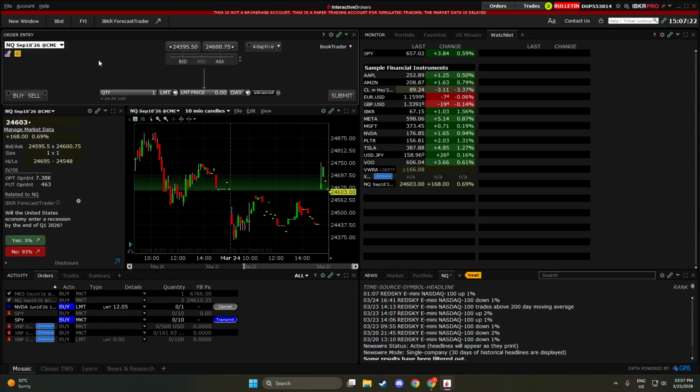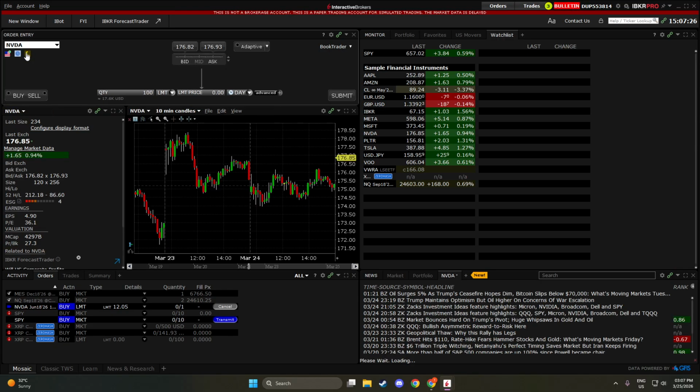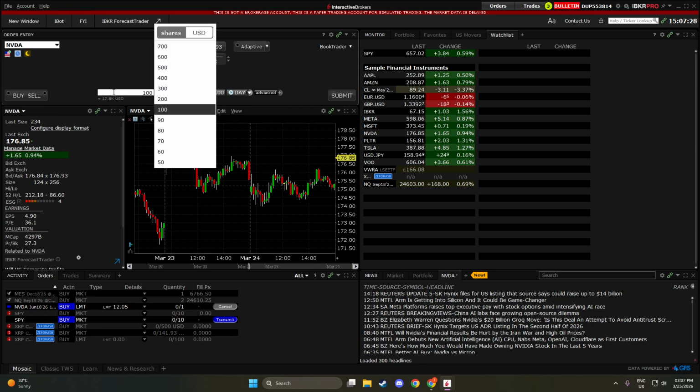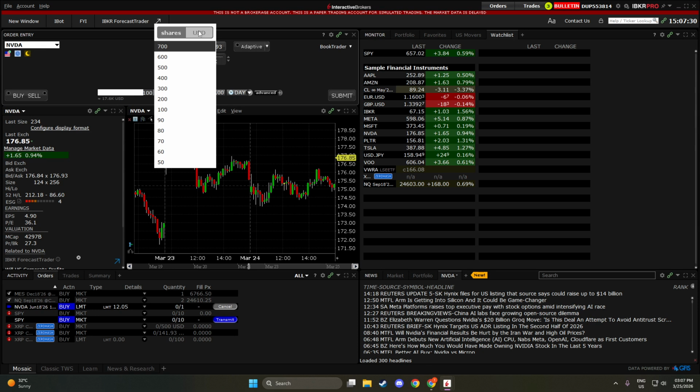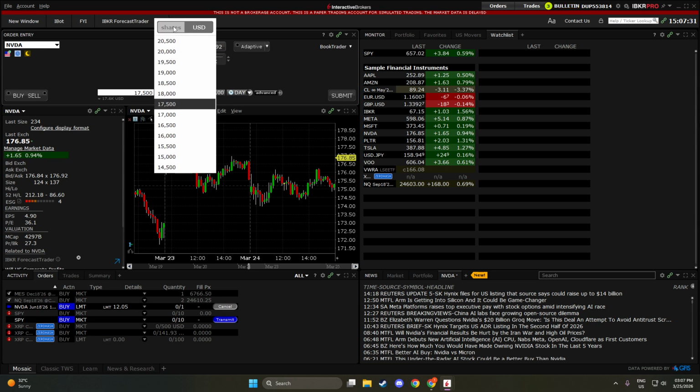Next, look for the quantity field. You'll see a small icon or toggle that switches how quantity is entered. It usually gives you a choice between specifying shares, meaning whole or fractional shares directly, or a cash amount in USD. Switch that to USD, so you're telling the system exactly how much money you want to invest.